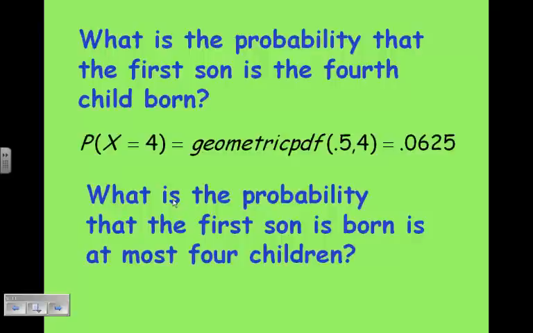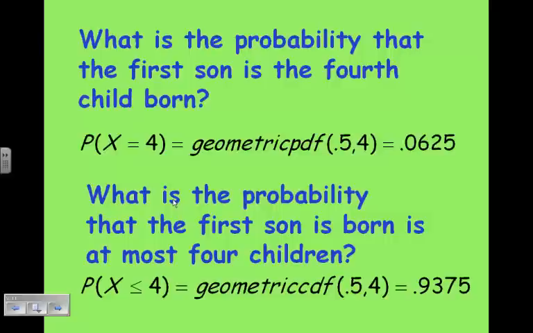What's the probability, second question, what's the probability that the first son is born at most after 4 children? That the first son is born after at most 4 children. So the probability that x is less than or equal to 4 is equal to the geometric CDF. Alright, so that at most it takes 4. We want to know the probability that for 0, for 1 kid, for 2 kids, 3 kids, at most 4. We want to stop at 4, but we want to add all the other ones up. And that's what a CDF does.